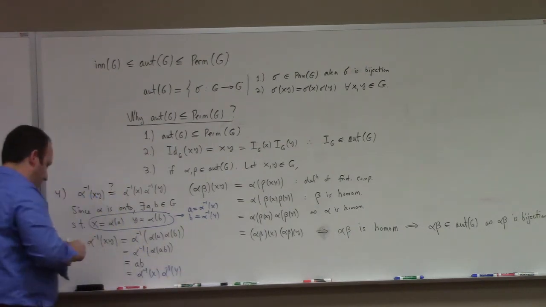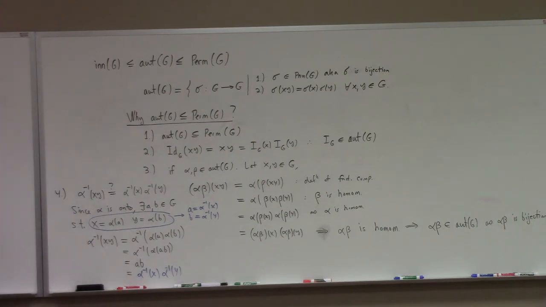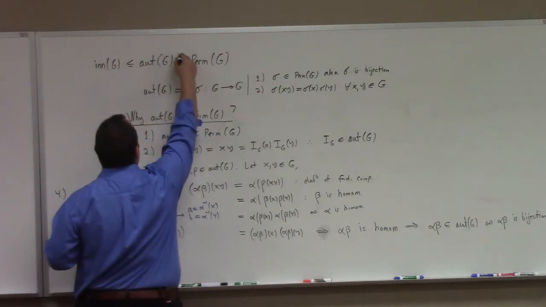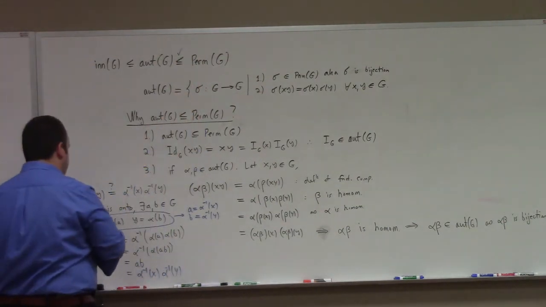Namely that the inverse of an automorphism is once more a homomorphism, but it's also a bijection, so it's again an automorphism. So automorphisms are closed under composition and inversion. The identity's in there. It's a subset. By the subgroup test, we have this one, right?